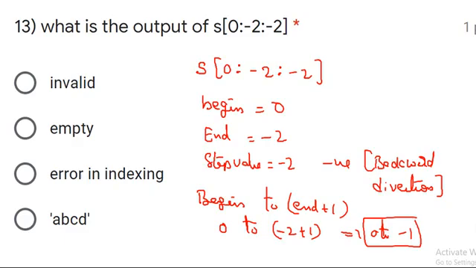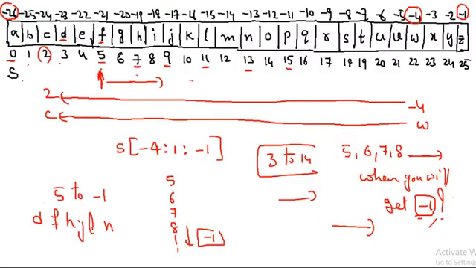So, can you travel from 0 to minus 1? Here, the step value is minus 2. That means reverse order. In the reverse direction, can you travel from 0 to minus 1? So here, where is your 0? Your 0 is here. Where is your minus 1? Your minus 1 is here. Can you reach 0 to minus 1 in the reverse direction? You can never reach 0 to minus 1 in the reverse direction.